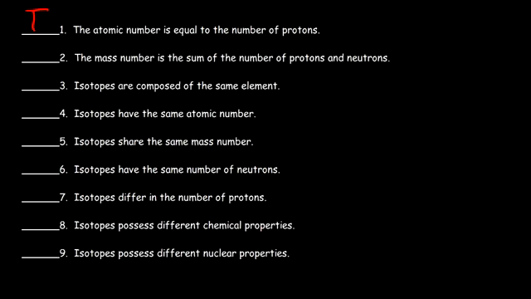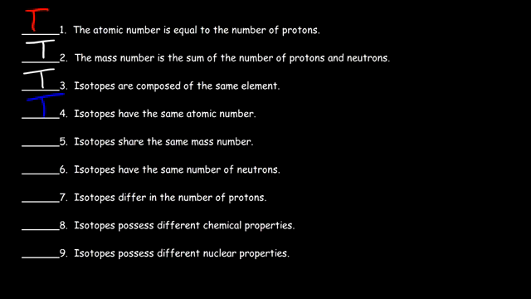Now what about number 2? The mass number is the sum of the number of protons and neutrons. That is a true statement. Now what about 3? Isotopes are composed of the same element. Yes. In our first example, we dealt with carbon-12 and carbon-13. They were both of the same element, carbon. Isotopes have the same atomic number. That's also a true statement.